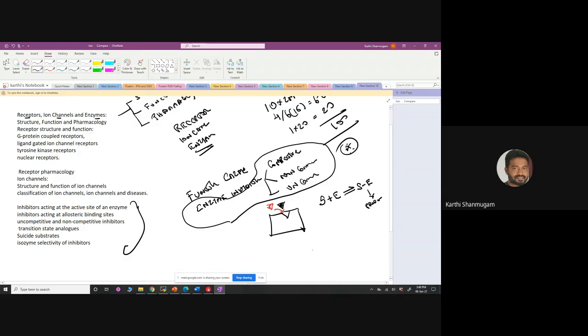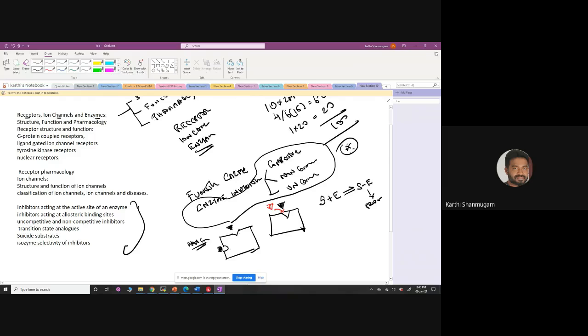Second one is non-competitive. In non-competitive inhibition, the binding site for the substrate and the binding site for the inhibitor are not the same, they are different, and the substrate and the inhibitor do not compete for the same binding site. You can make the representation like this, a very simple graphical abstract. This is the substrate molecule, and this is the inhibitor molecule.